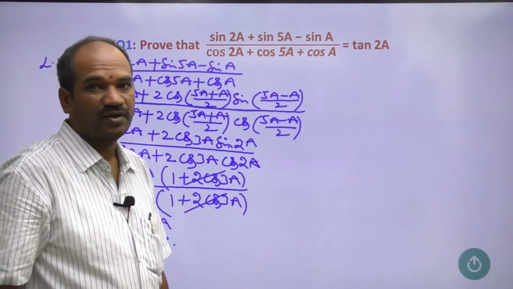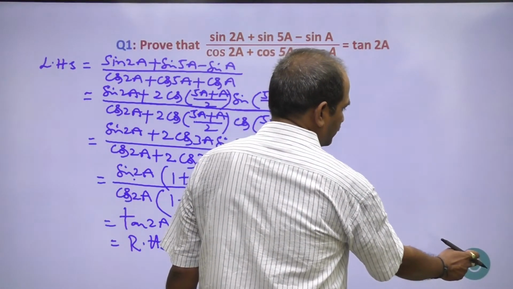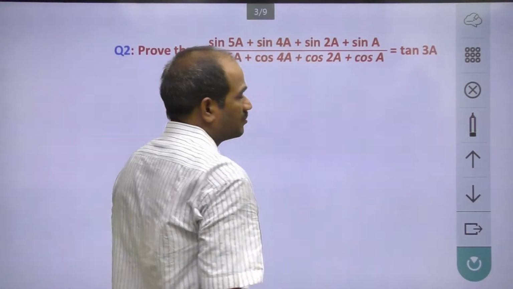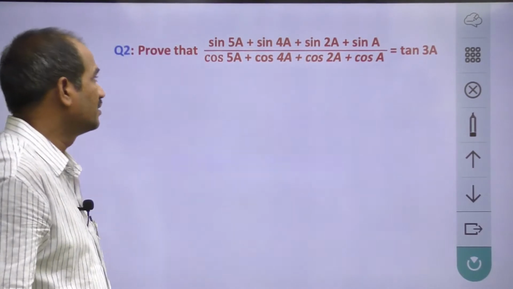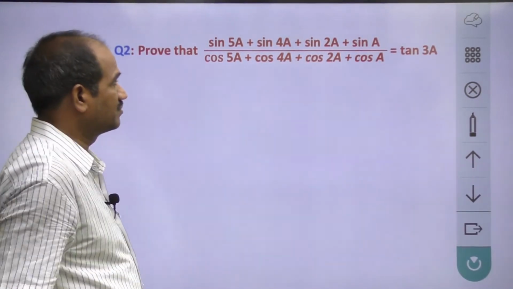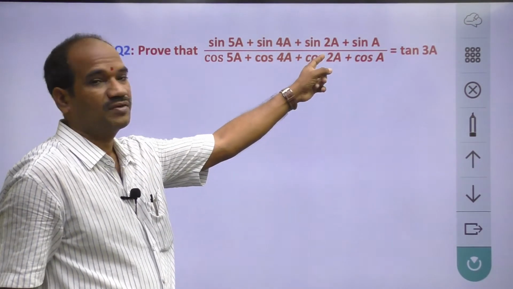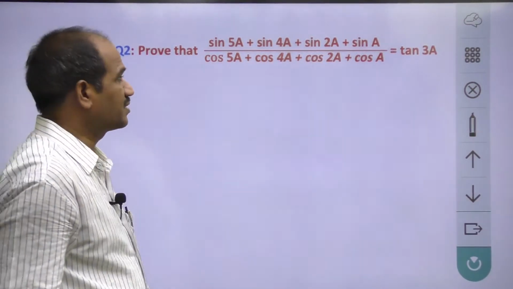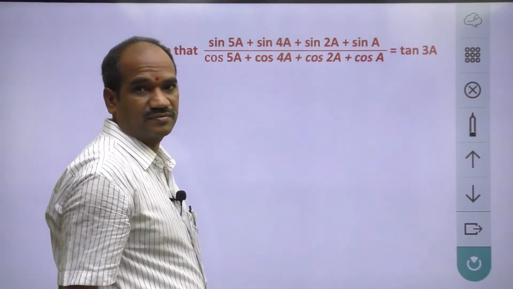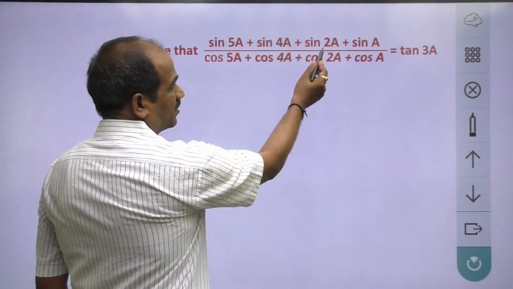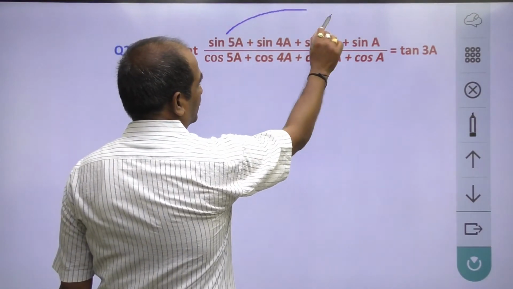Next problem. In the second question also, the same procedure. First prove that: in this there are 4 terms given. First take 5a plus a, which is 6a. Adding 4a plus 2a also gives 6a. So first take the first and last terms, then next take these 2 terms.